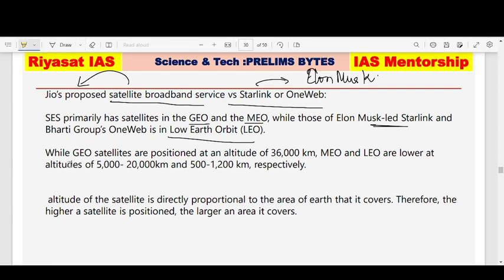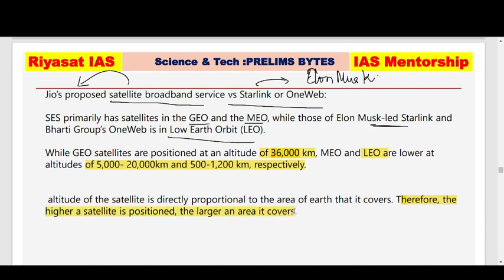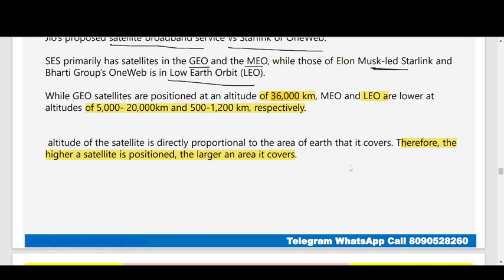Here one more difference is there, that while GEO satellites are positioned at an altitude of 36,000 km, MEO and LEO are at a lower altitude. Your GEO works at 36,000 km at a great height, so that they can cover a large distance around. Clear? So therefore, what I have said to you, the higher the satellite is positioned, the larger area it will cover. It's like a torch.